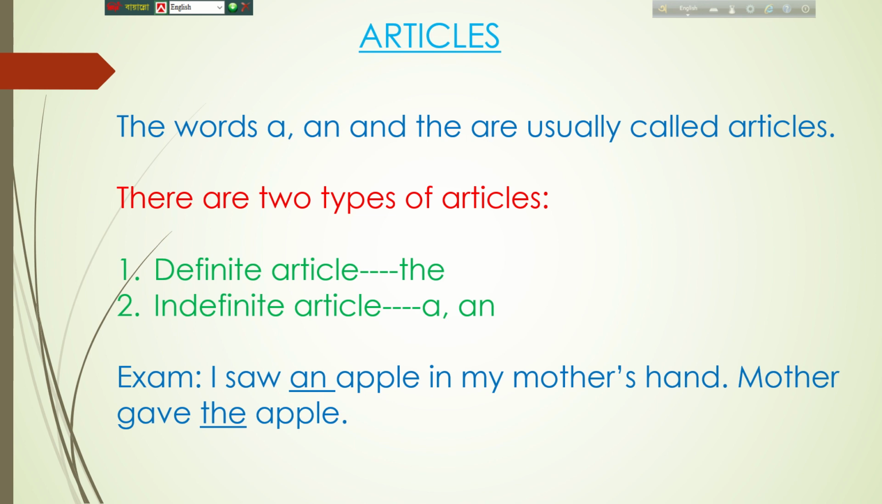The words a, an and the are usually called articles. Then you may have a question: how many kinds of article? The answer is that there are two types of articles: definite article and indefinite article. When an article represents or indicates something fixed, it's called definite article, and the is called definite article, and indefinite articles are a and an. Let us know in detail.